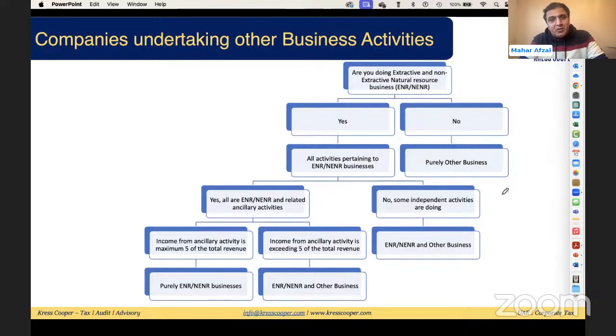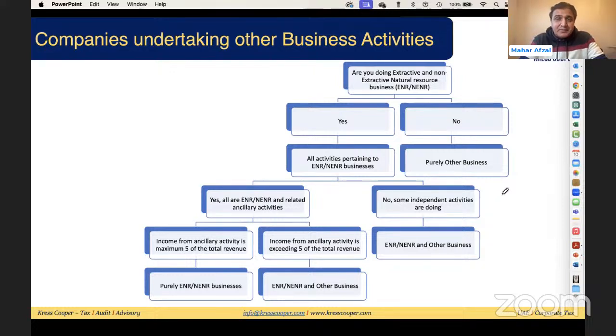The question is, are you providing extractive and non-extractive natural resource business? This is my first question. If the answer is no, meaning you are not providing extractive and non-extractive natural resource business, then you are purely a taxable person unless you are exempt under any other clause of the law. You will be considered as other business and assessed accordingly. If this is not exempt, then you will be liable to register, submit the return, and calculate the taxable profits as well.